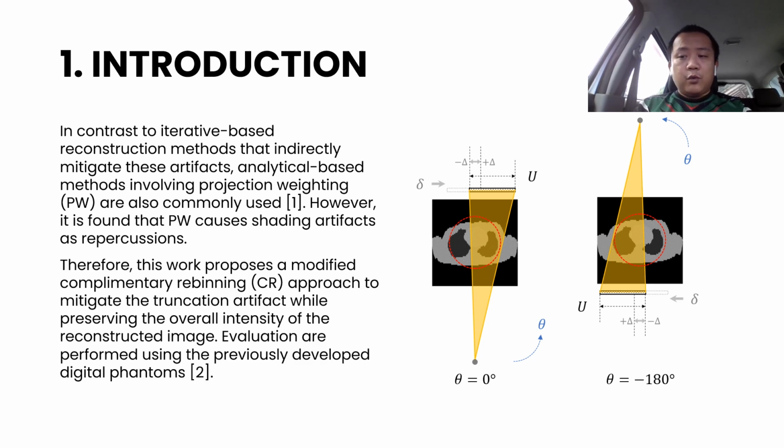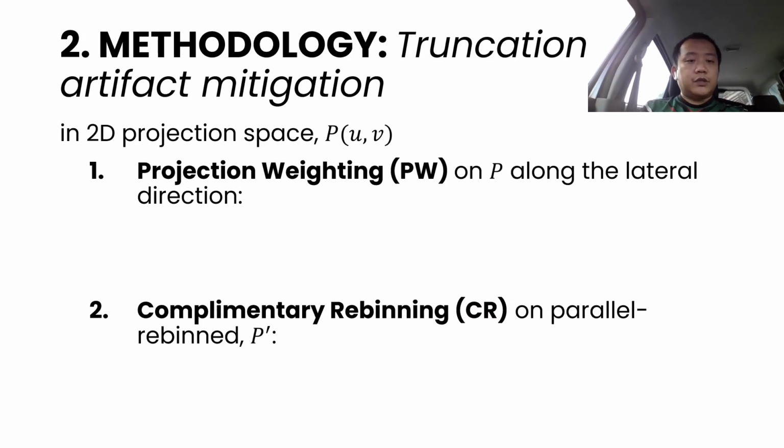Therefore, we evaluate a repurposed complementary rebinning approach to mitigate the truncation artifact while preserving the overall intensity of the reconstructed images, thus avoiding the unwanted shading artifacts. In this work, two truncation artifact mitigation algorithms are compared and evaluated. A similarity between the algorithms is that both are performed in the projection space.